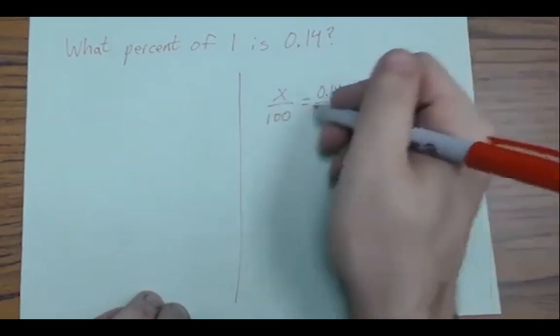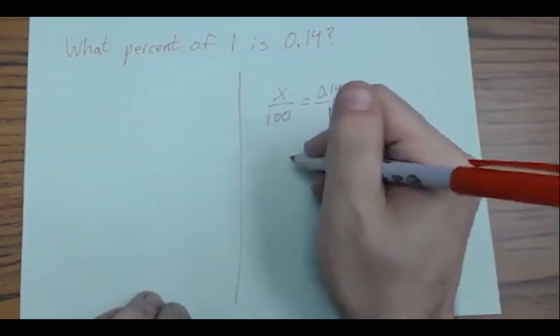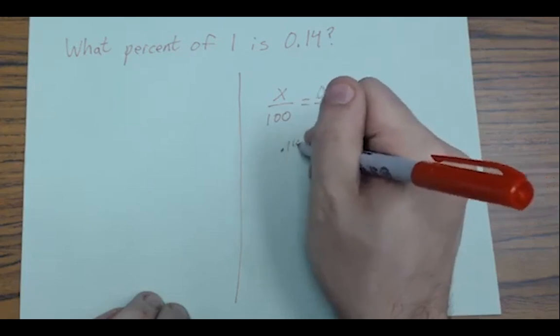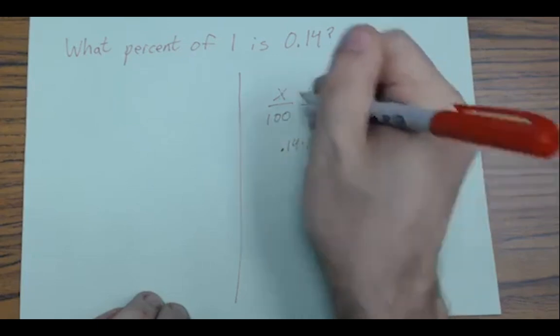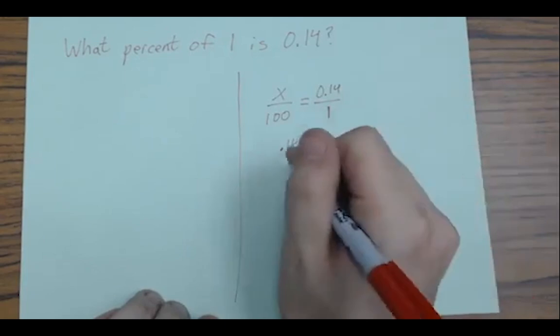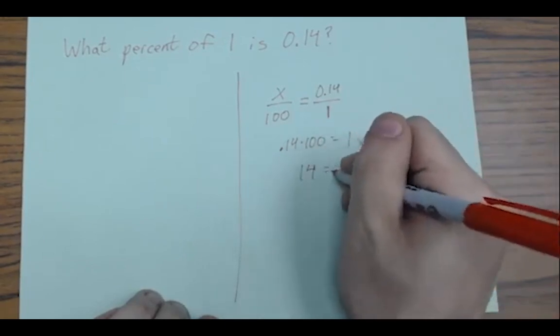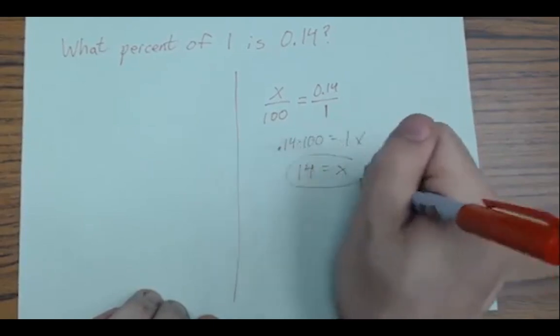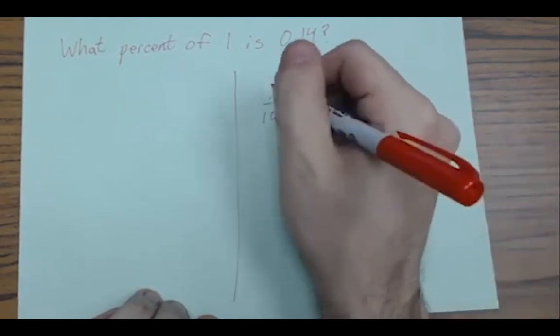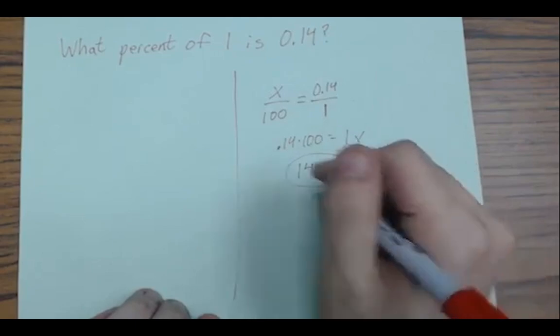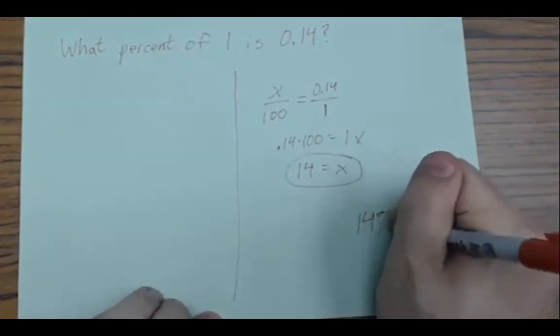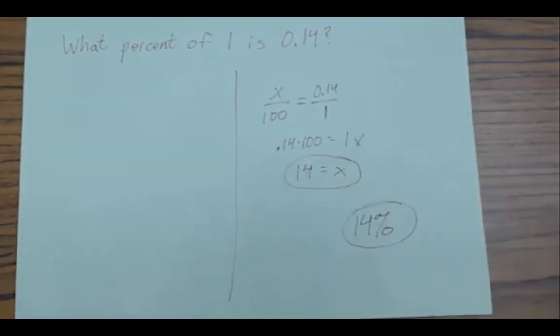Cross multiply, 0.14 times 100 equals 1 times x. 0.14 times 100 is 14. 1 times x is x. X is 14. X is the percent number. So to answer the question, 14%.